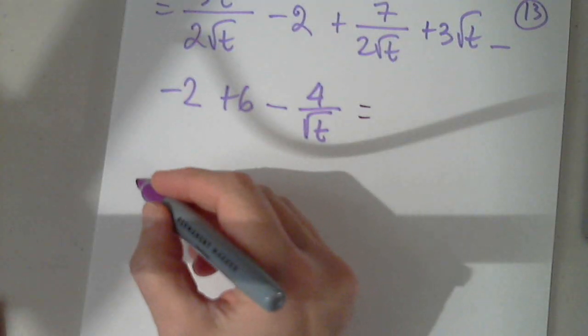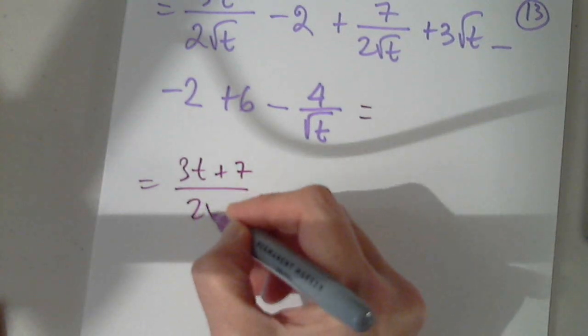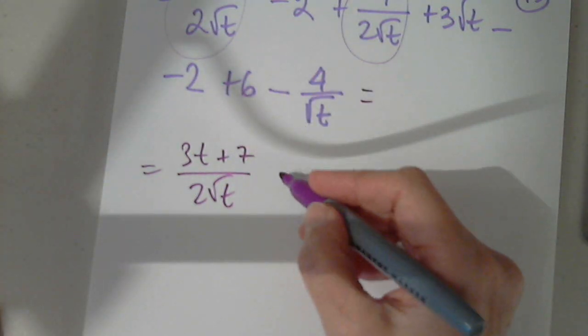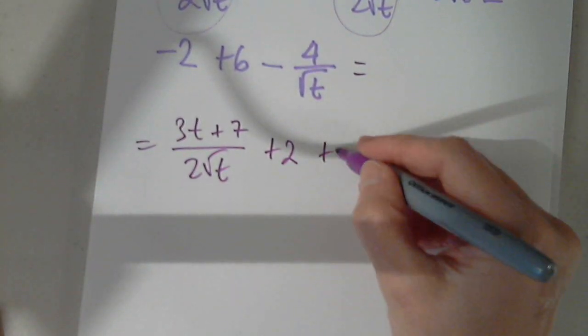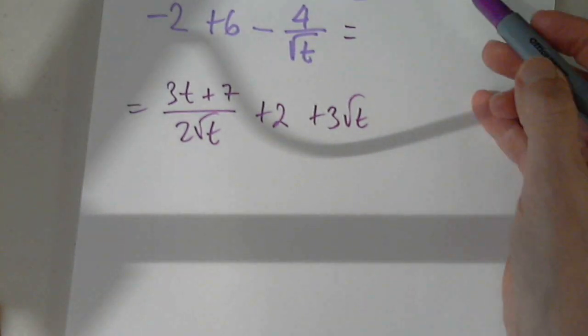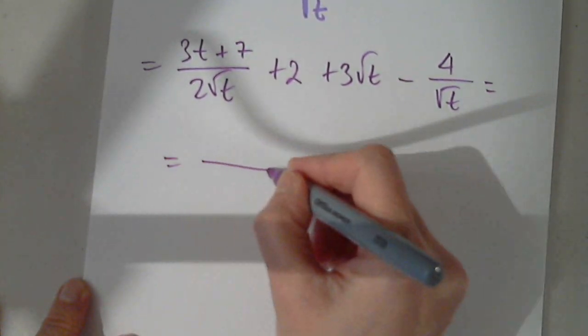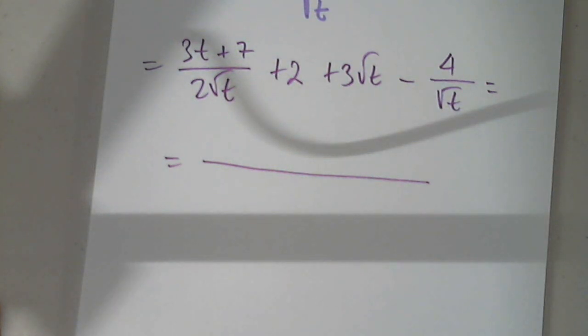These two have the same denominator, so I will write 3t plus 7 over 2 the square root of t. These are done. 6 minus 4 will be positive 2. And then plus 3 the square root of t, which is alone by itself, and minus 4 over the square root of t. Can anyone give us the least common denominator of these 4 quantities? So I can put it in. Least common denominator. Anyone?